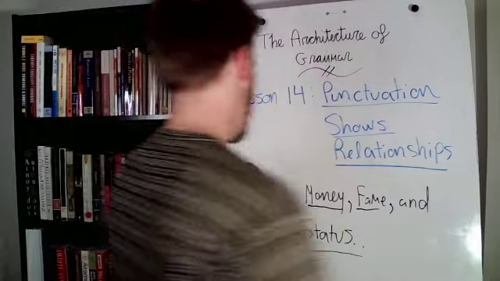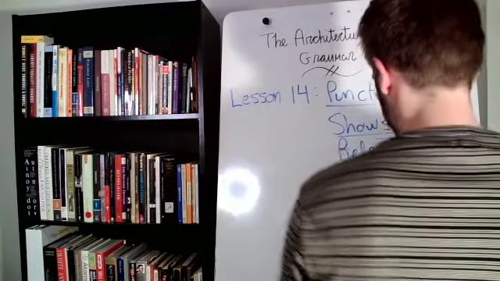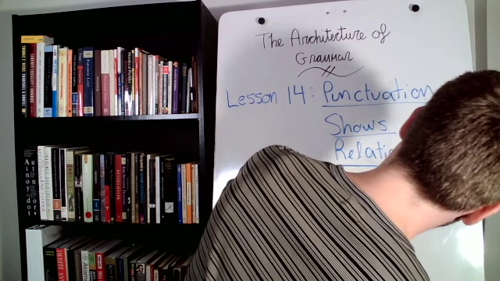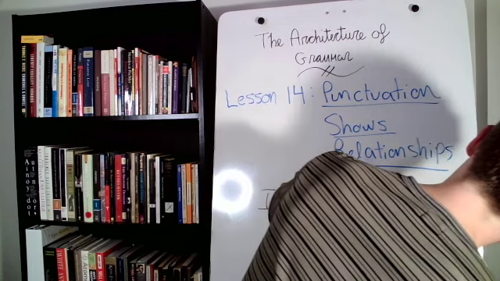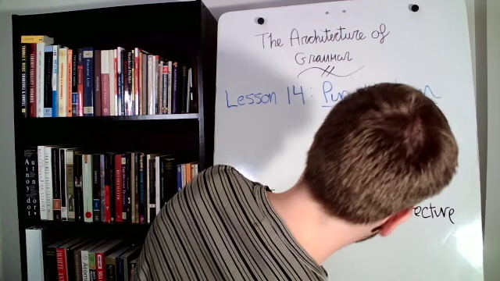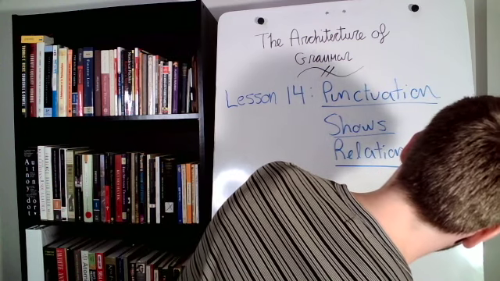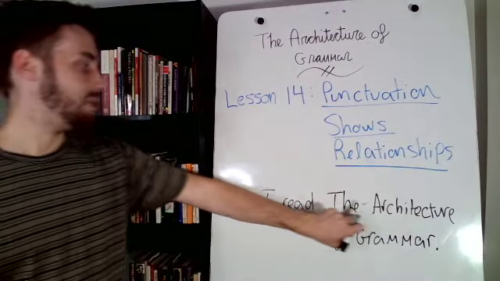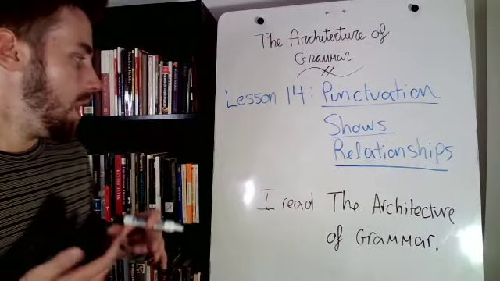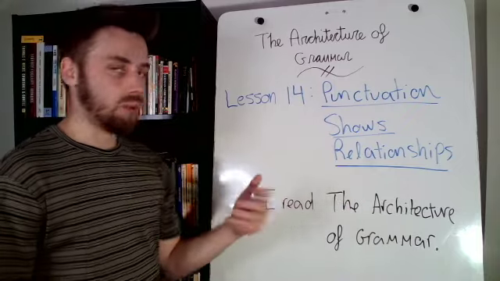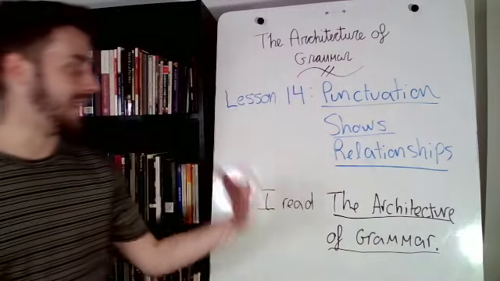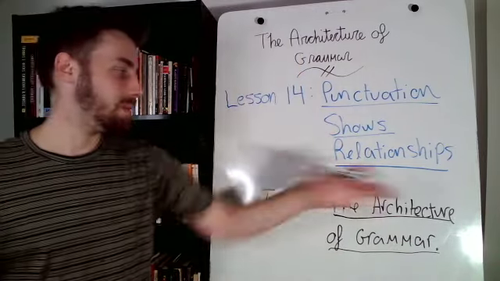For example, if I say, I read The Architecture of Grammar. So I have the capitals because it is a title. On the computer, this would be in italics. If I wrote this by hand, I would underline because I can't do italics when handwriting. So this is appropriate because it's a title.